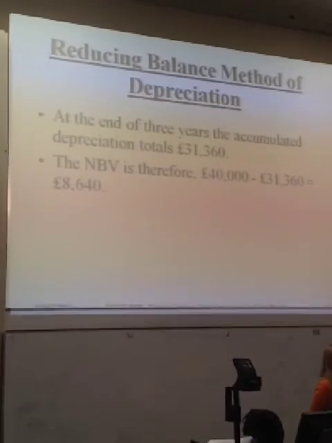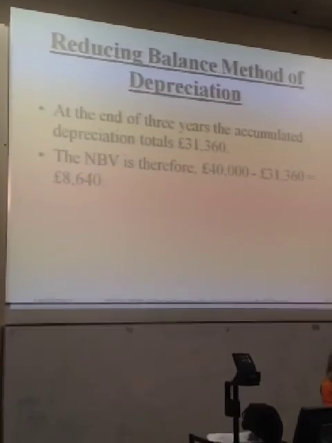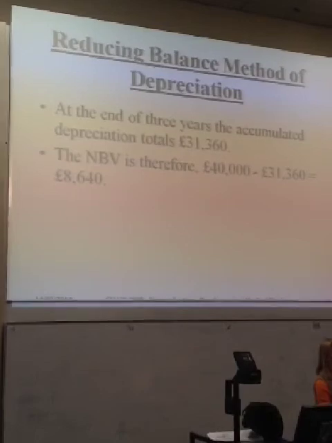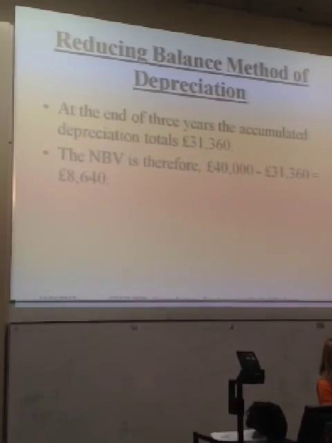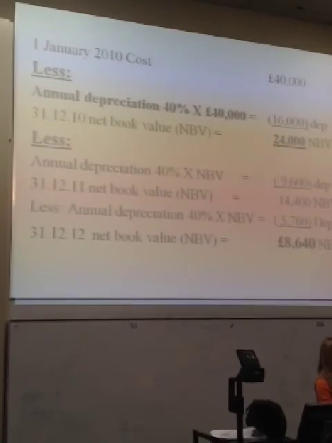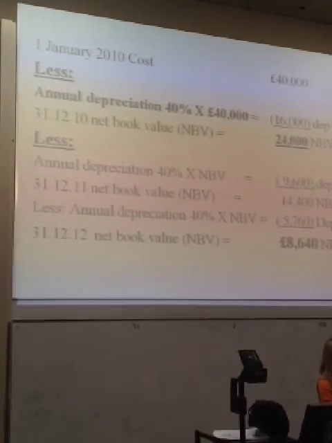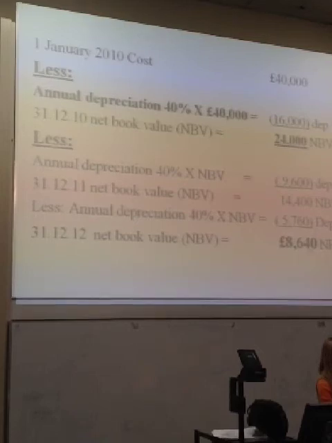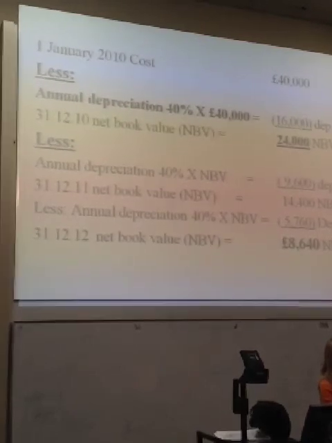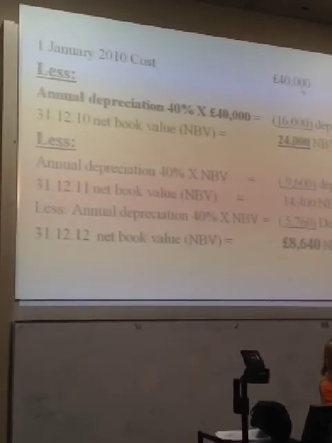So at the end of 3 years with reducing balance, we managed to accumulate 31,360. In other words, it's the 24,000 plus the 9,600 plus the 5,760, or 8,640, and 40,000.